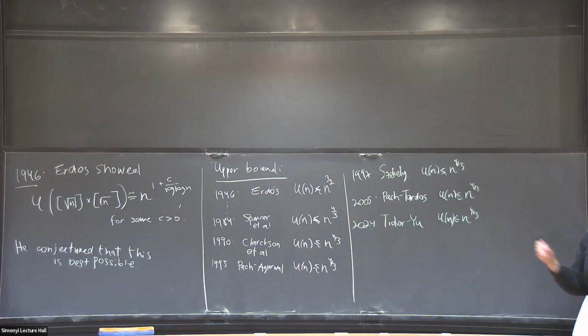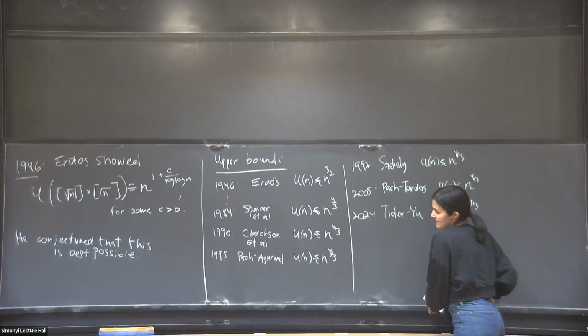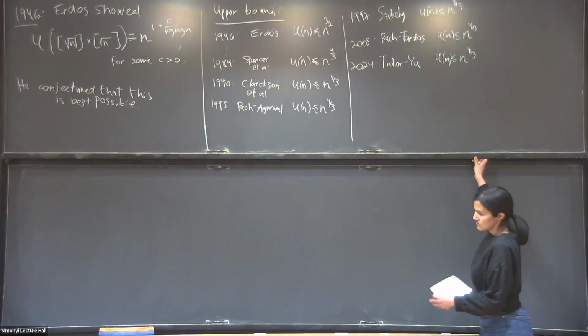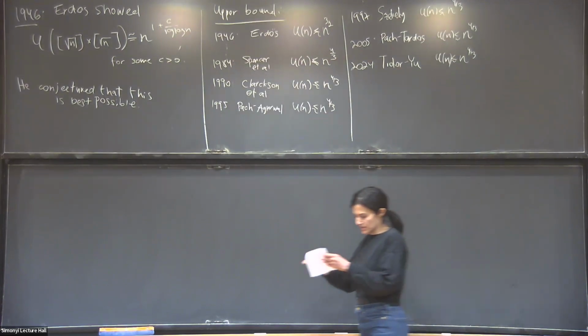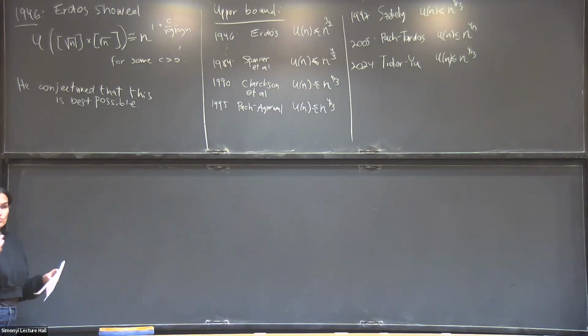Okay? So how come all these different results and ideas give the same bound of n to the power 4/3? This is not that mysterious. There is a reason. And to see this, I want to give an equivalent formulation of this unit distance problem.